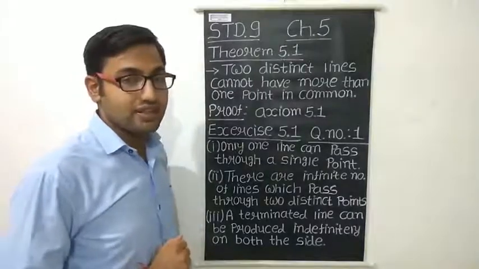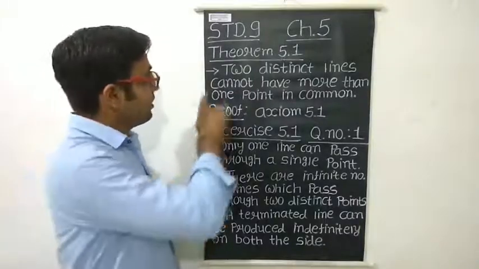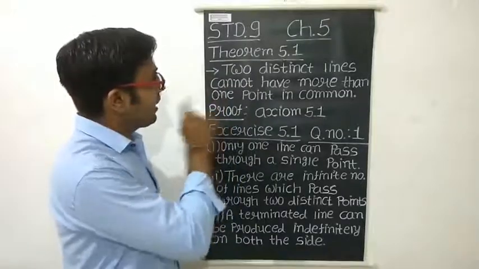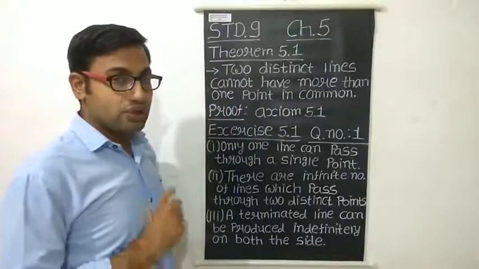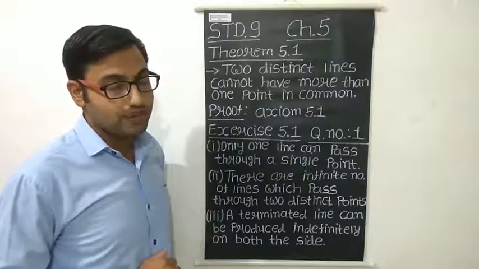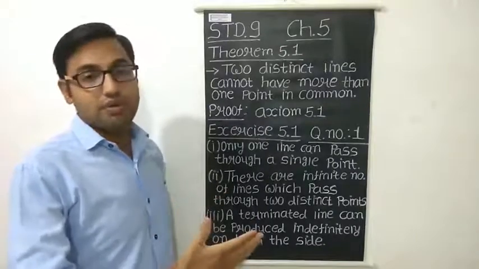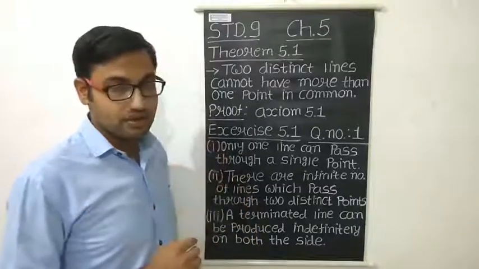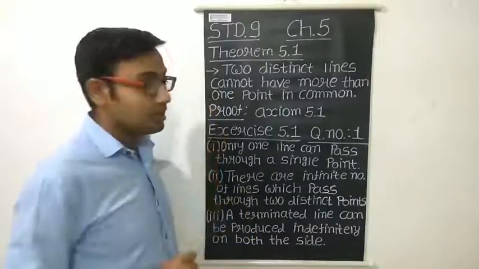Hello students, today we will study theorem 5.1. This is the topic of standard 9, chapter number 5, Introduction to Euclid's Geometry. So till now we have studied Euclid's definitions, axioms and postulates. Now we have to study the theorem.